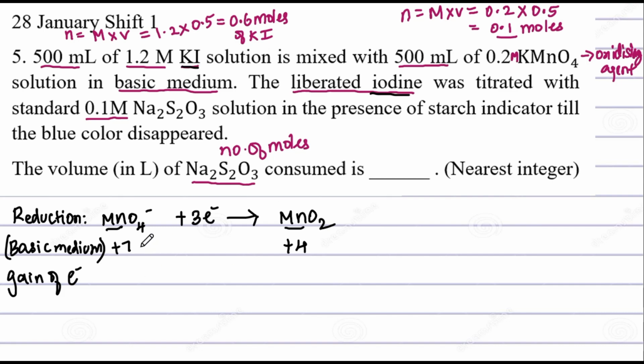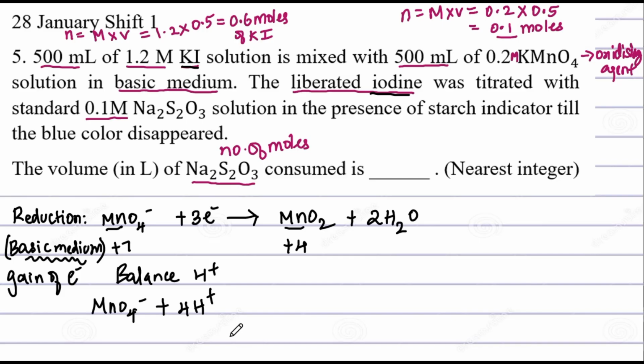Now let us balance this equation. 4 oxygen atoms are there in the reactant side. Only 2 oxygen atoms are present in the product side. So write 2H2O to balance the oxygen atoms. Now see the hydrogen atoms. 4 hydrogen atoms are there in the product side. So in the reactant side, we have to write 4H plus. So MnO4 minus plus 4H plus. But this reaction is happening in basic medium. So when you introduce H plus, then you should also introduce what? OH minus. So the number of H plus you introduce, in that same way you have to introduce the number of OH minus also.